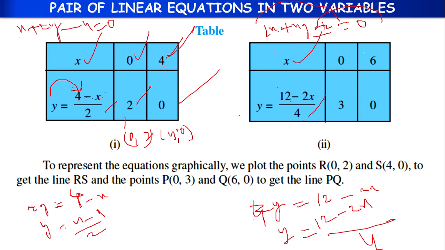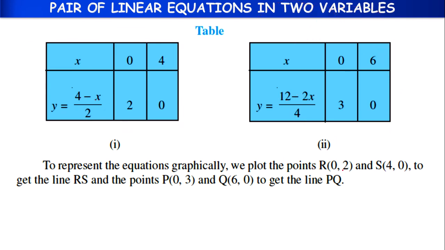In the place of x, if you keep 0, 12 by 4, which is 3. Or if you keep 6 in the place of x, so that 2 into 6 is 12, 12 minus 12 is 0. The numerator will become 0. That's why we are taking 6 here. If we take 6, 0 by 4, which is equal to 0. So, 0 comma 3 and 6 comma 0 are the points satisfying the second equation.